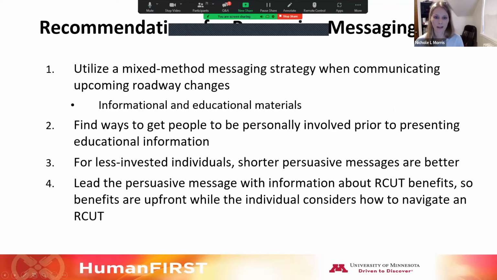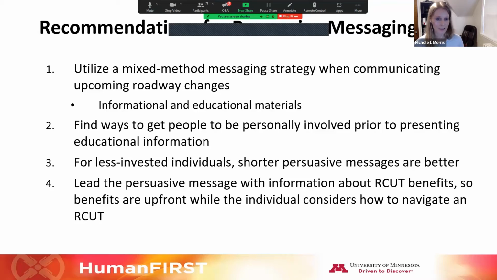So bringing this all back, our final recommendations for how to best use persuasive messaging: again, that mixed messaging strategy is very good. So don't lean into one method. Really mix up these informational and educational materials, and find ways to get people personally involved prior to presenting the educational information. So again, it may be important to have people take a moment to reflect on some experiences that they've had or experiences that their loved ones have had, to get them to open themselves up to why the safety treatment really matters.